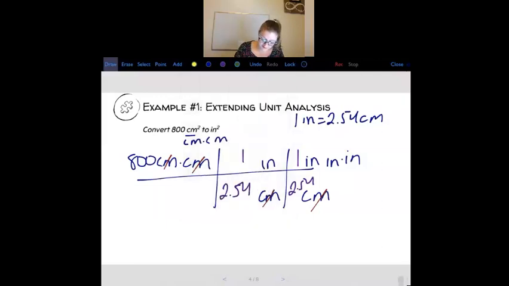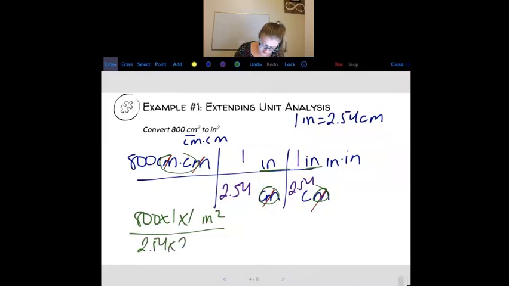So when we're solving this problem, our centimeters canceled out and we're left with inches times inches. So we have 800 times 1 times 1 inches squared over 2.54 times 2.54. So we would put this in our calculator to get 124 inches squared.